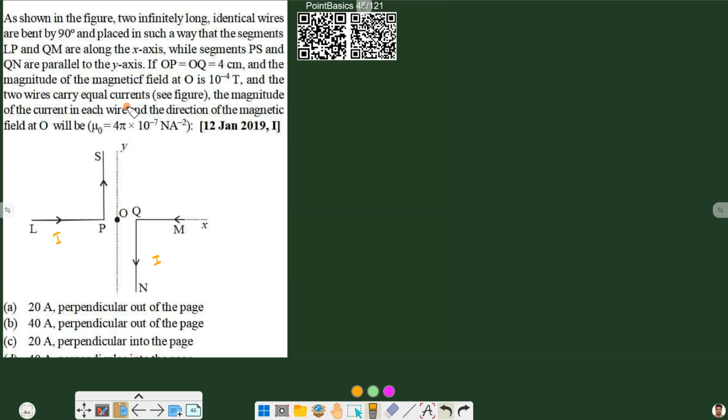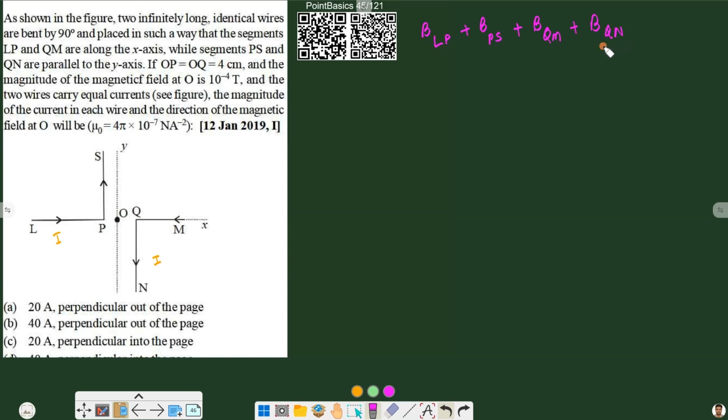so that we can rule out some options out of these four, A, B, C, D. Now here we will have four components of magnetic field. First will be magnetic field due to this LP conductor. Then magnetic field due to PS conductor, assuming these are infinite length conductors. Plus then magnetic field due to QM conductor, and magnetic field due to QN conductor part.